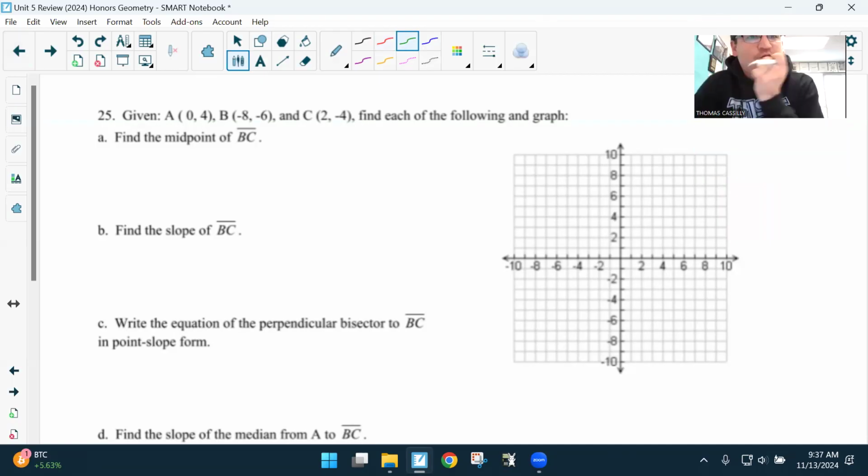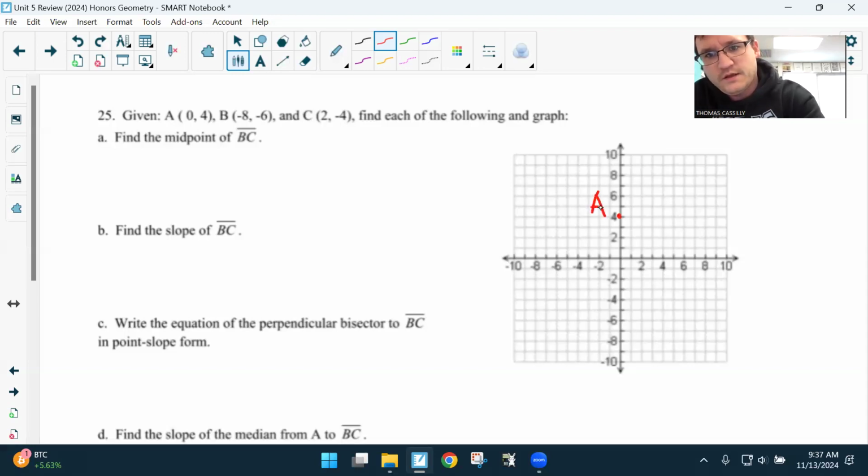Given all of these ordered pairs, right? I'm just going to go ahead and plot these really quickly. I got 0, 4. Remember, 0 to the left and right, 4 up and down, right? The first ordered pair goes left and right, the second one up and down. So 0, 4 is going to be right about there. -8, -6. I guess I should label these.